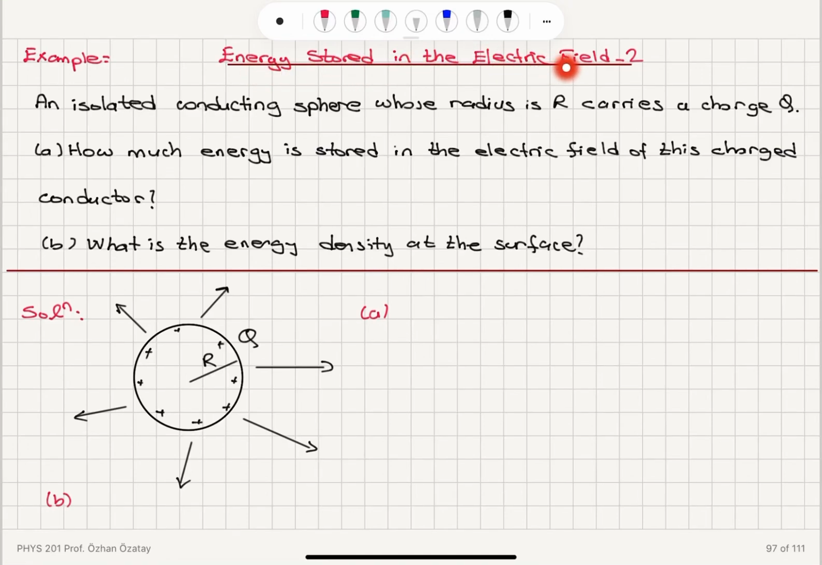Energy stored in the electric field too. So this is our second example. An isolated conducting sphere whose radius is capital R carries a charge Q. Part A, how much energy is stored in the electric field of this charged conductor? Part B, what is the energy density at the surface?